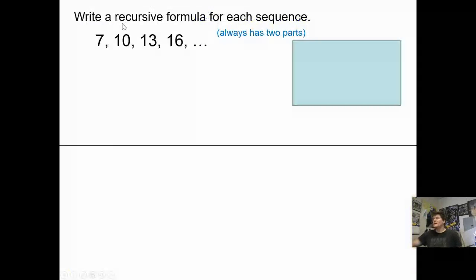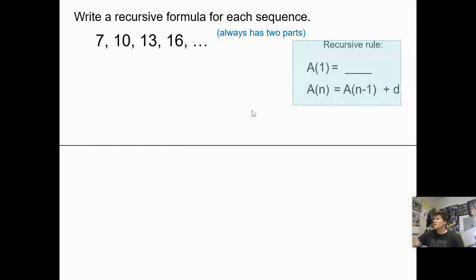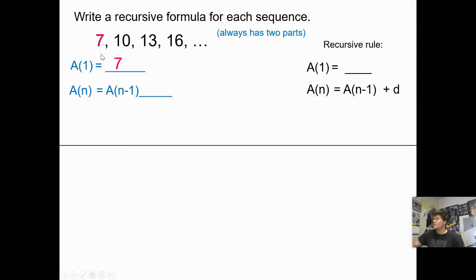Next, write a recursive formula for each sequence. So here's our list of numbers. Here's our sequence. Recursive formula always has the 2 parts. We have to say what the first term is. We have to say what the general rule is. What's the pattern? So let's use our recursive rule and fill in what we know. We know what the first term is. It tells us in the list. It's 7.